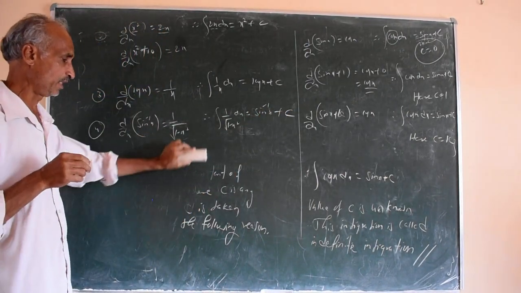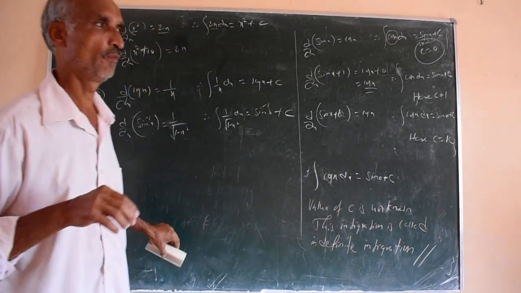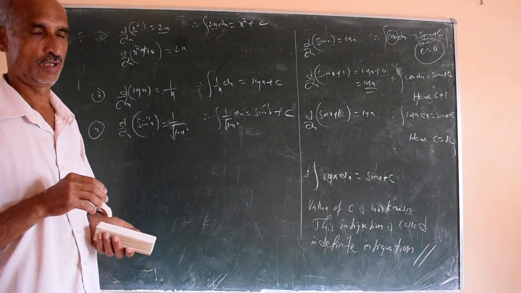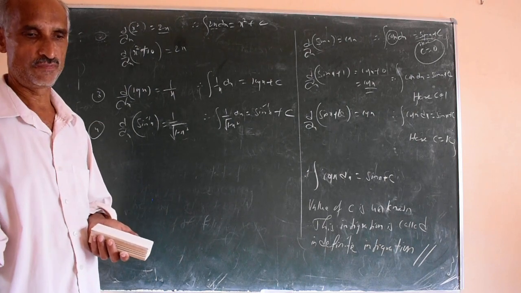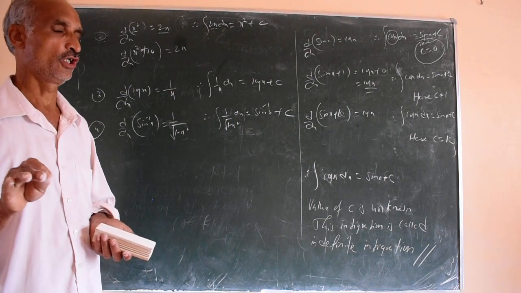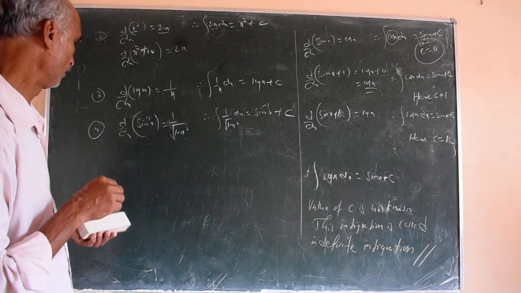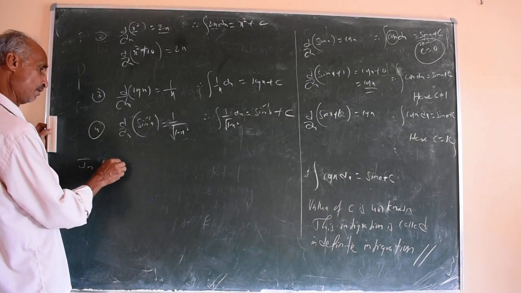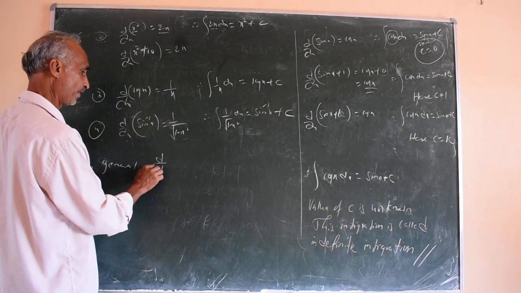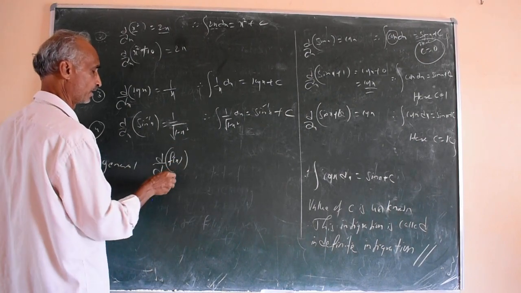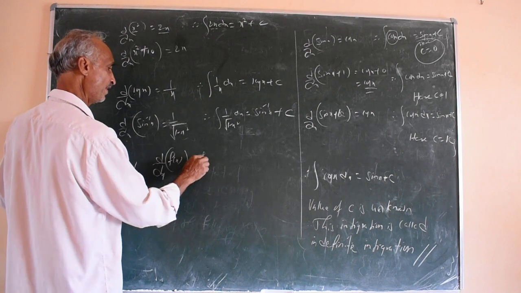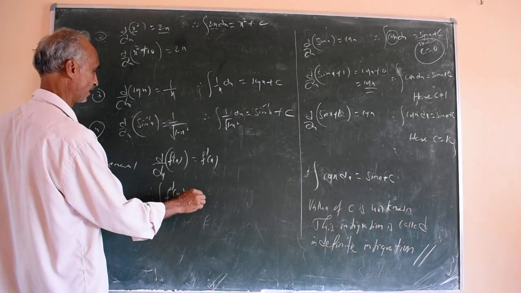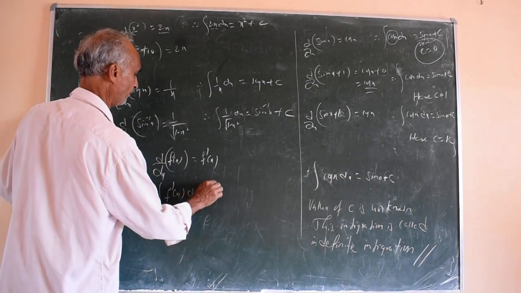So that is the basics of differentiation and integration. Integration is the inverse operation of differentiation. By differentiating a function, you get the differential coefficient. By integrating the differential coefficient, you get the original function. That's all. So, in general, d by dx of f of x is equal to f dash of x. Therefore, integration of f dash of x dx is equal to f of x plus c.